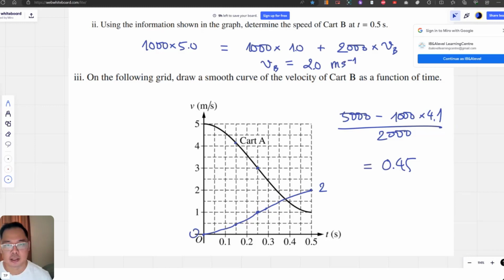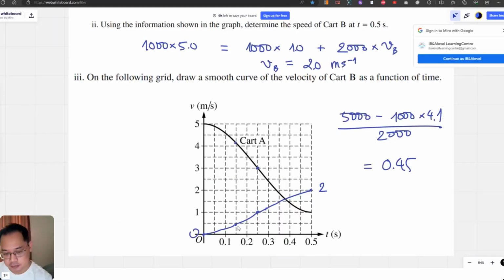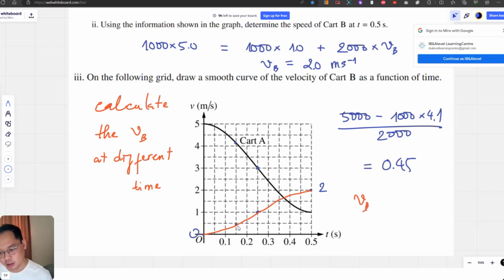Next one. So let's check the answer. Calculating about 3 or 4 values, and then you can draw the curve accurately. You can go up to some inflection point, and then like that. Calculate some values of VB at different times. Actually, you can write the equation for VB: VB is 5,000 minus 1,000 VA at a time t, and then divide by 2,000 kilogram mass of cart B. That equation results in this curve graph.